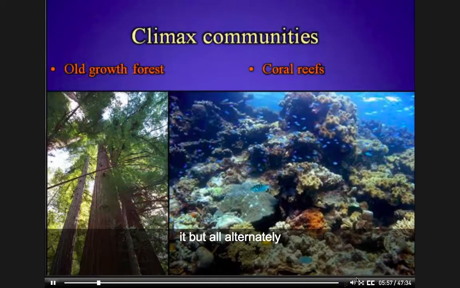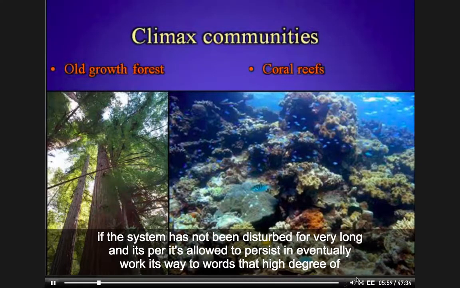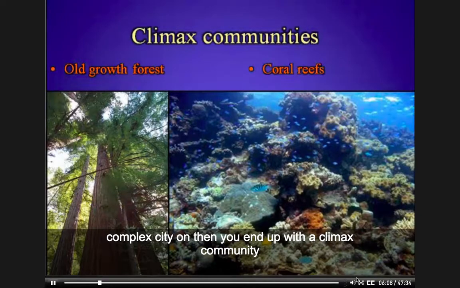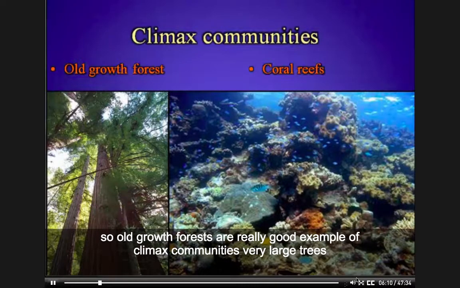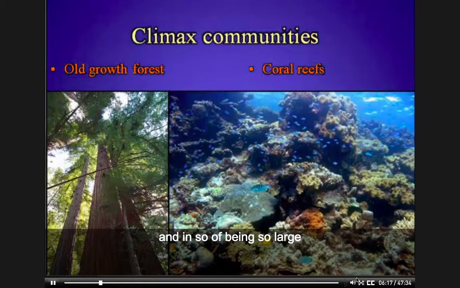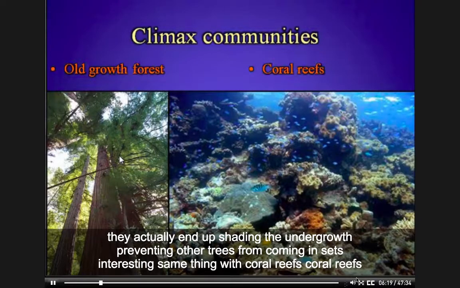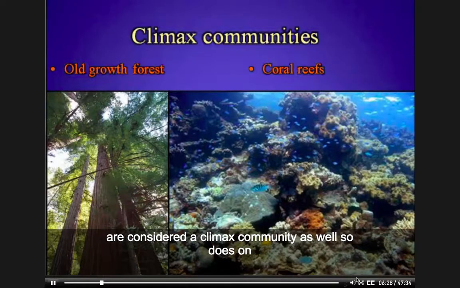But ultimately, if the system has not been disturbed for very long and it's allowed to persist and eventually work its way towards that high degree of complexity, then you end up with a climax community. So old growth forests are a really good example of climax communities. Very large trees, and in being so large, they actually end up shading the undergrowth, preventing other trees from coming in. So that's interesting. Same thing with coral reefs. Coral reefs are considered a climax community as well.